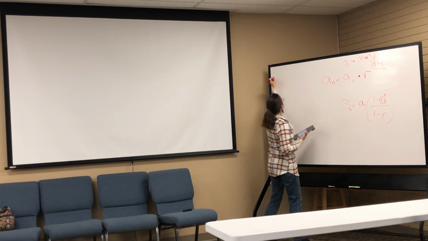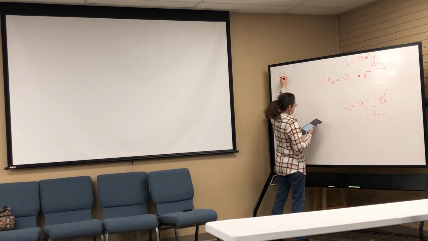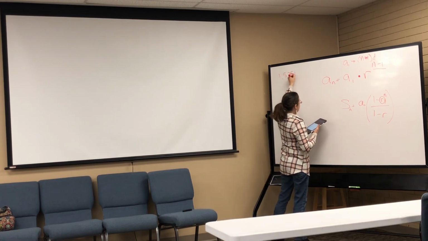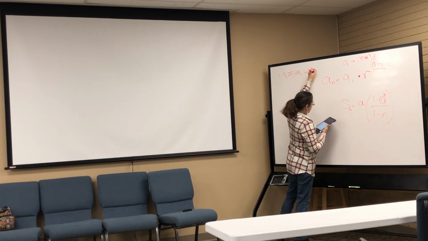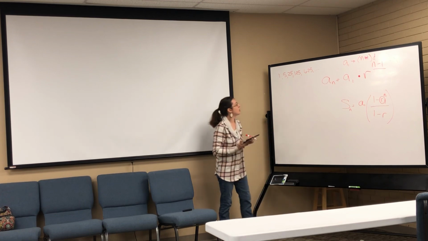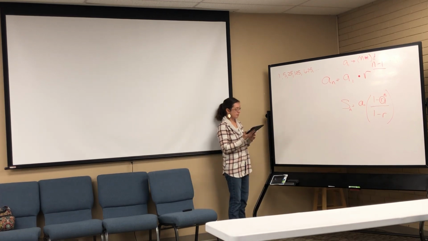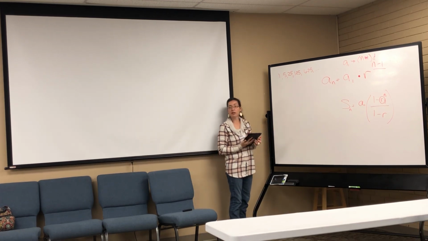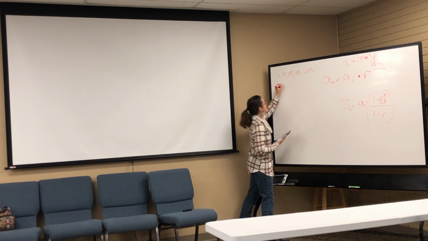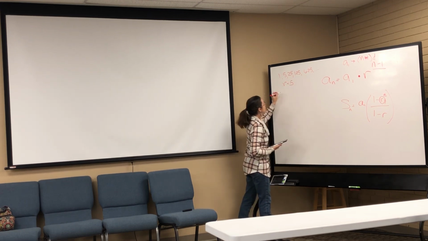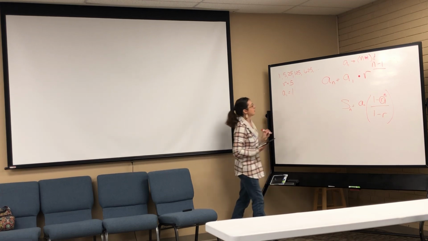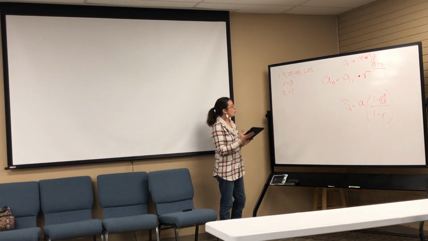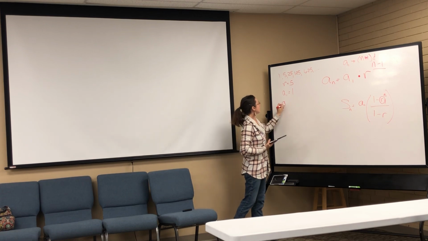So let's consider this sequence. Okay? What is our common ratio? 5. Okay, so we know our ratio is 5. What is our first term? 1. Okay, so what would be my 10th term?